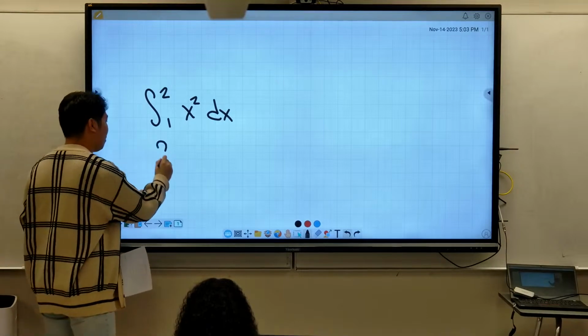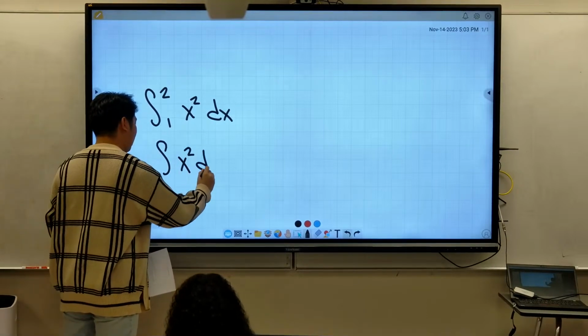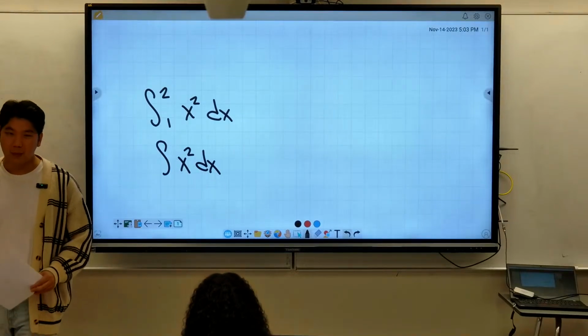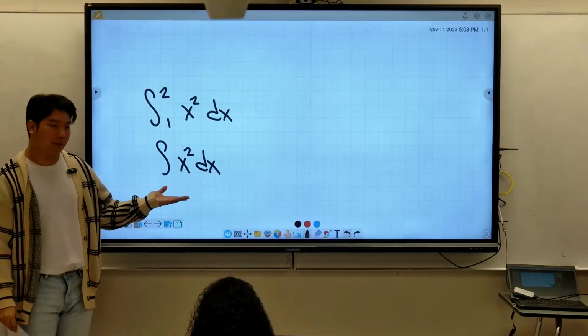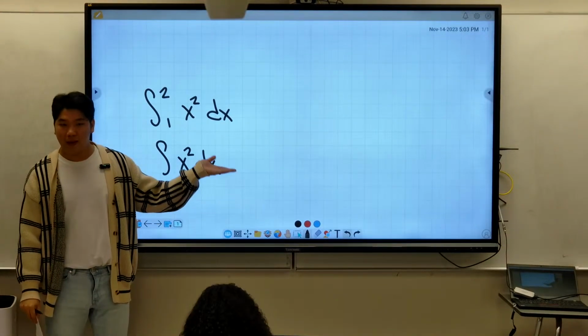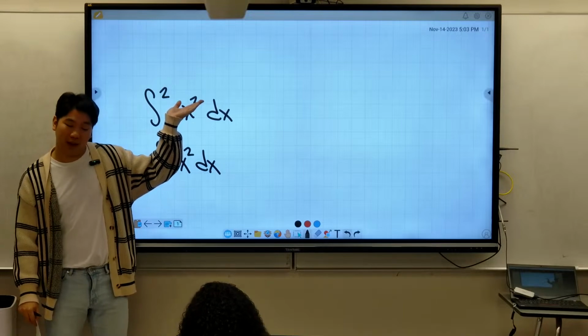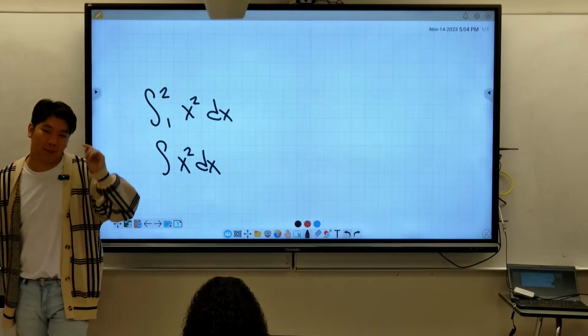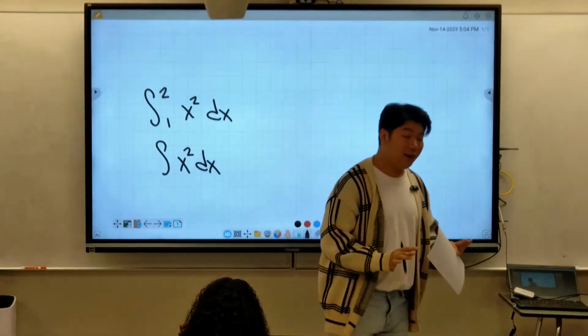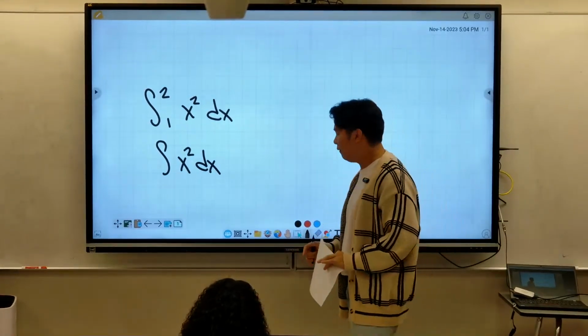Compared to if I just wrote this, we call that an indefinite integral. It doesn't have bounds. Some other things that were different is that whenever I worked with this, my answer had a plus c at the end of it. Whereas where I was working with what up here, I did not have a plus c.